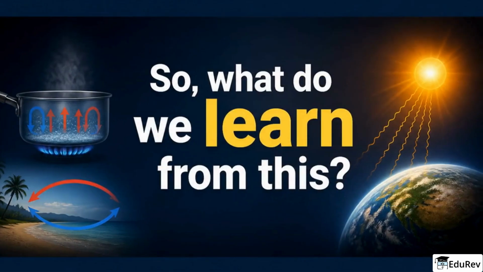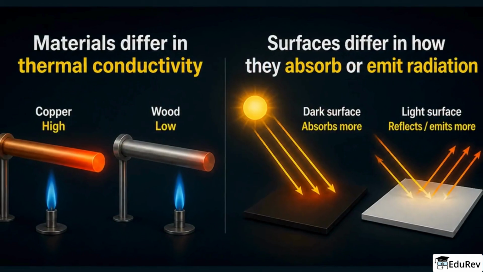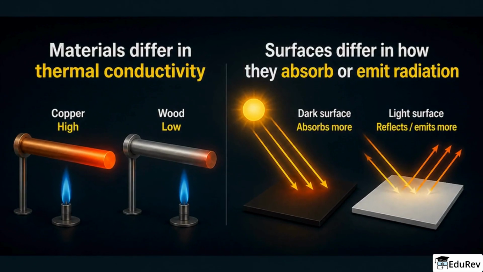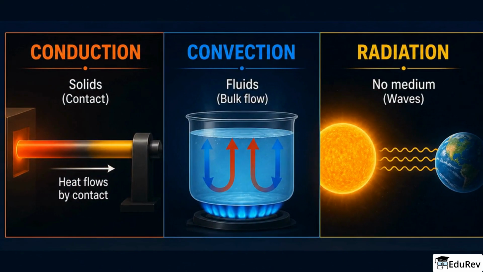So what do we learn from this? We learn that conduction moves heat by contact, convection moves heat by fluid motion, and radiation moves heat by waves. We also learn materials differ in thermal conductivity, and surfaces differ in how they absorb or emit radiation. Let us quickly remember, conduction is for solids, convection is for fluids with bulk flow, and radiation needs no medium.